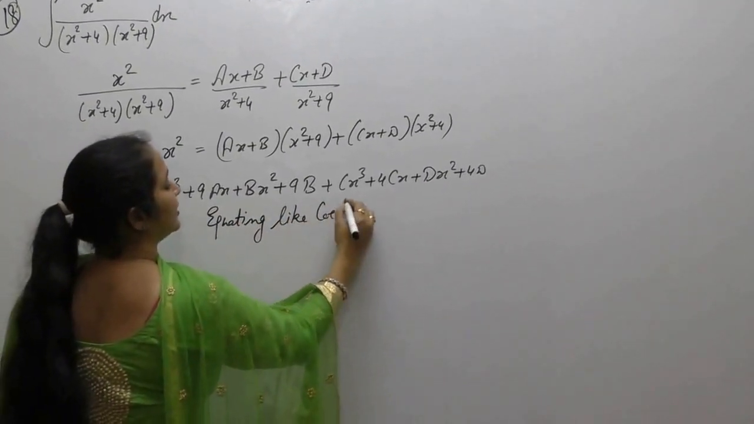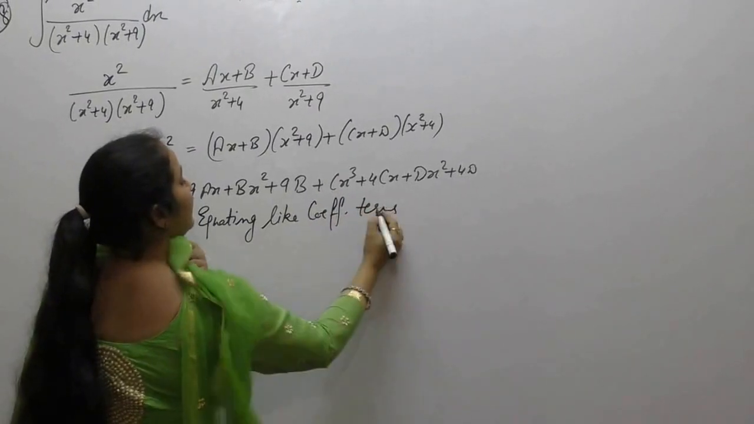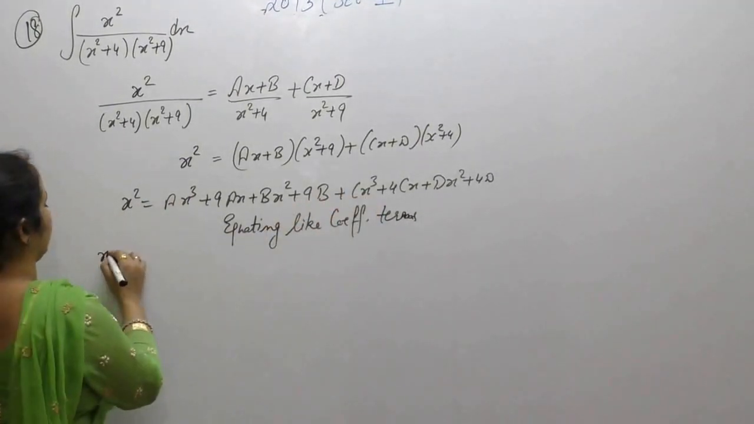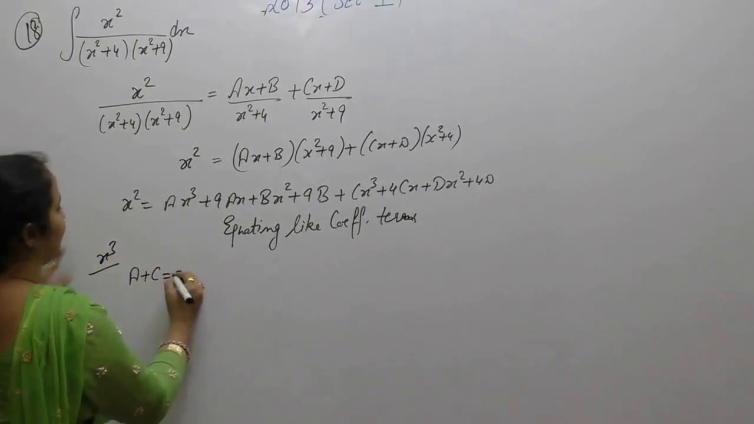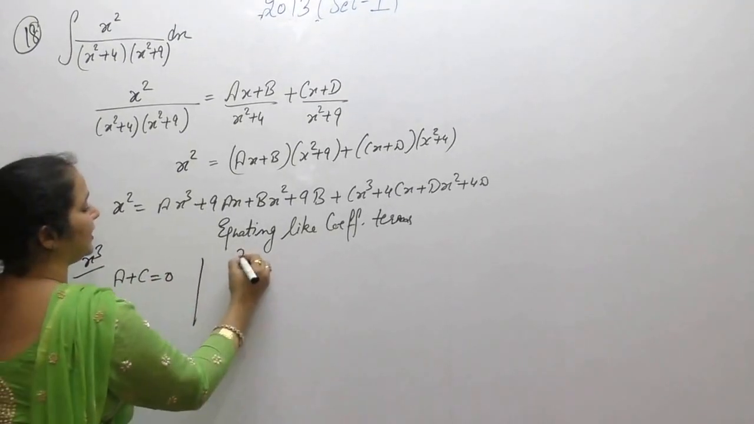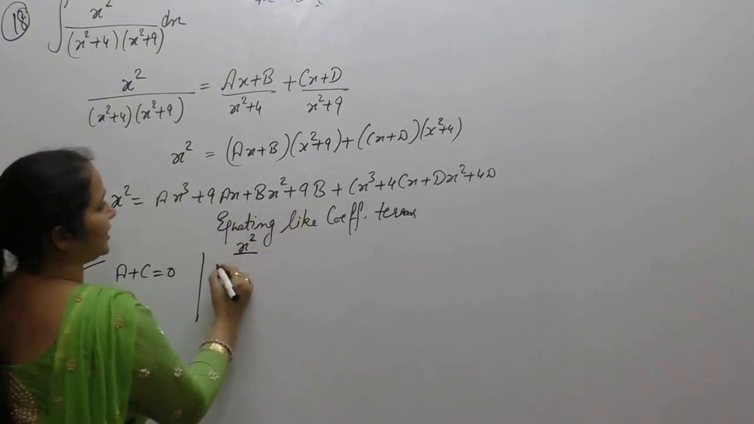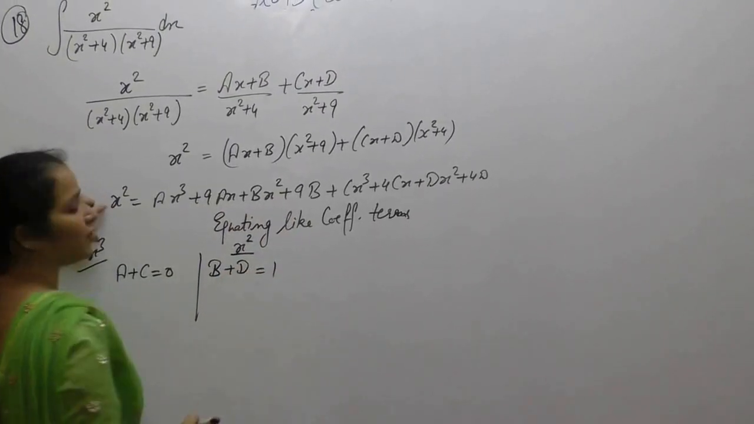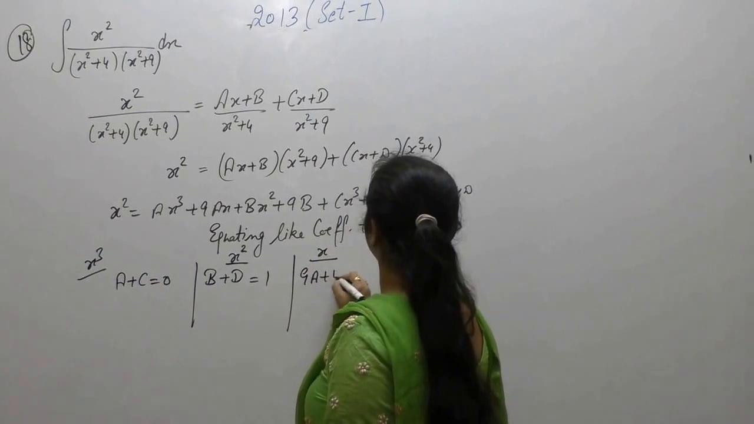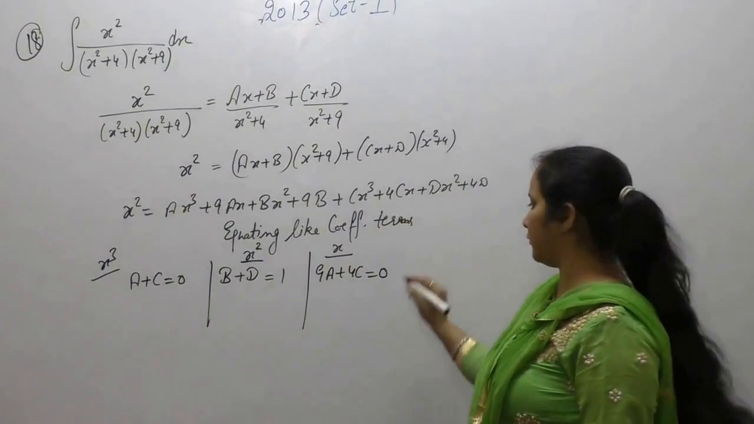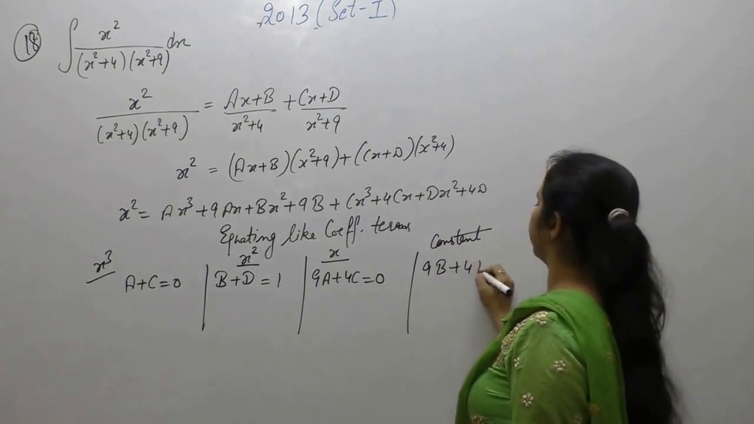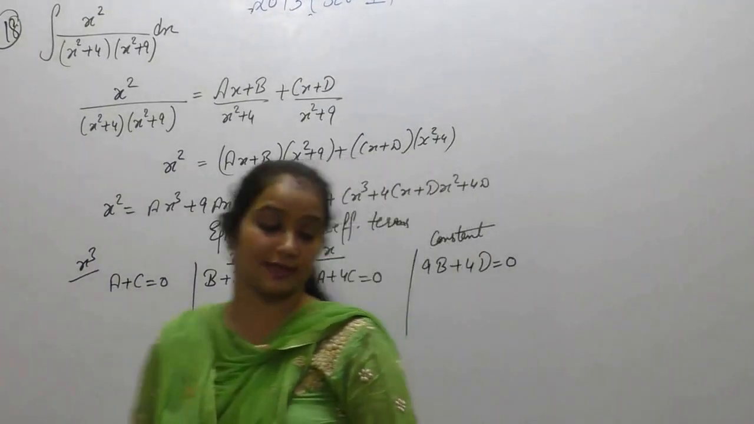Now equating like coefficient terms. First equate the coefficient of x cube: a plus c. Here we did not have any term with x cube, so we can write 0x cube, so 0. Now equate the coefficient of x square: b plus d, and here the coefficient of x square is 1. Now the coefficient of x: 9a plus 4c, but on the left hand side there is no term with x, so 0. And the constant term: 9b plus 4d, and the left hand side has no constant term, so 0.